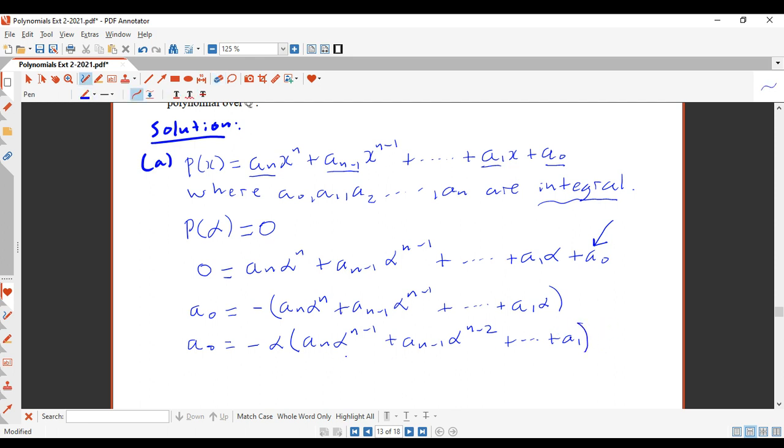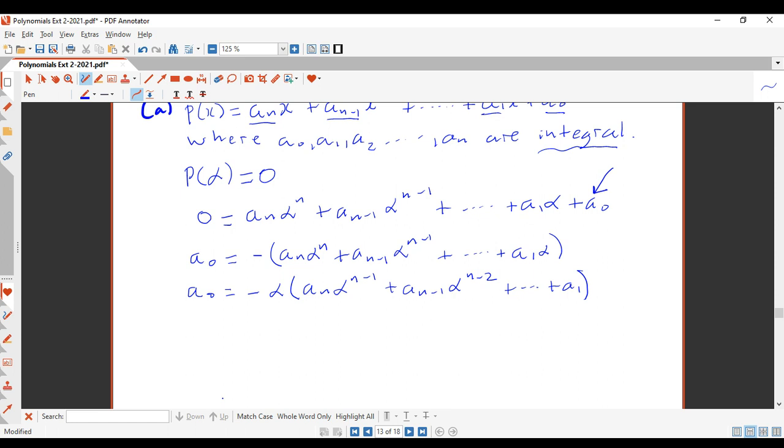So we've taken out alpha as a common factor. And then all we've got to do is divide by alpha, because that's what it says. I've got to show that alpha is a divisor of the constant term. So I'm just going to divide both sides by alpha. So a naught divided by alpha is equal to minus brackets an alpha to the n minus 1 plus an minus 1 alpha to the n minus 2 plus a1. Okay, now we're almost there.